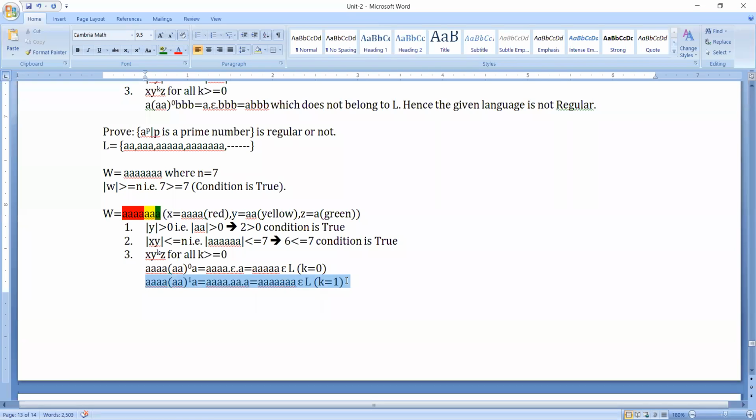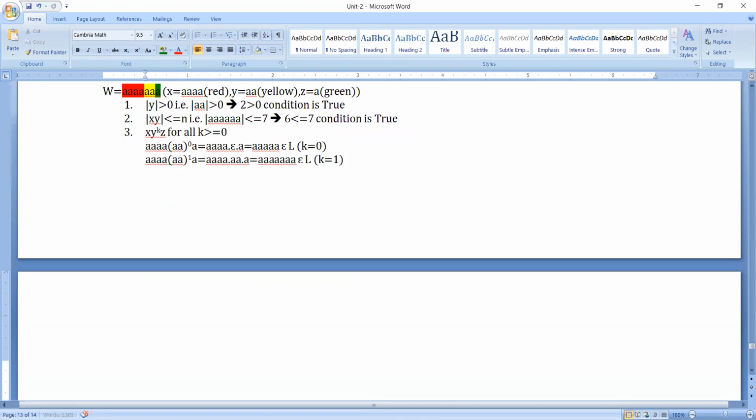Next, k is equal to 2. Let us take k is equal to 2 and see what is going to happen. We have a power 2, a square, and here you will get a. Then how many a's are there? 4 a's, 4 a's and 1 a. Totally how many a's are there? Totally 9 a's will be there: 1, 2, 3, 4, 5, 6, 7 and then a. Totally 9 a's are there.